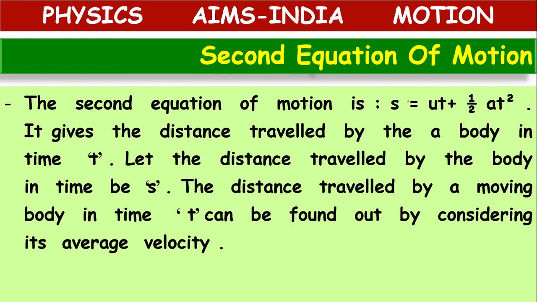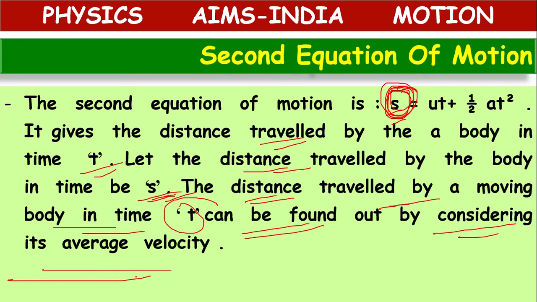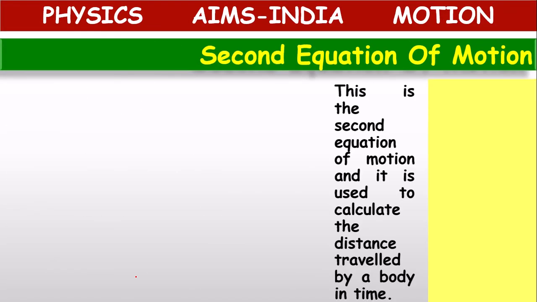So it gives the distance traveled by a body. s means distance or displacement traveled by a body in time t. Let the distance or displacement traveled by a body in time t be s. The distance traveled by a moving body in time t can be found out by considering its average velocity. Let's see the derivation of this, children.